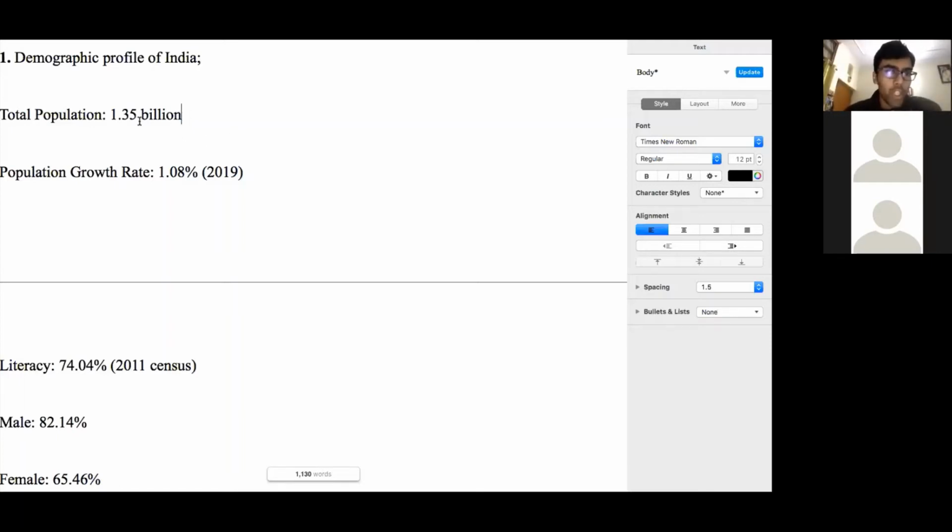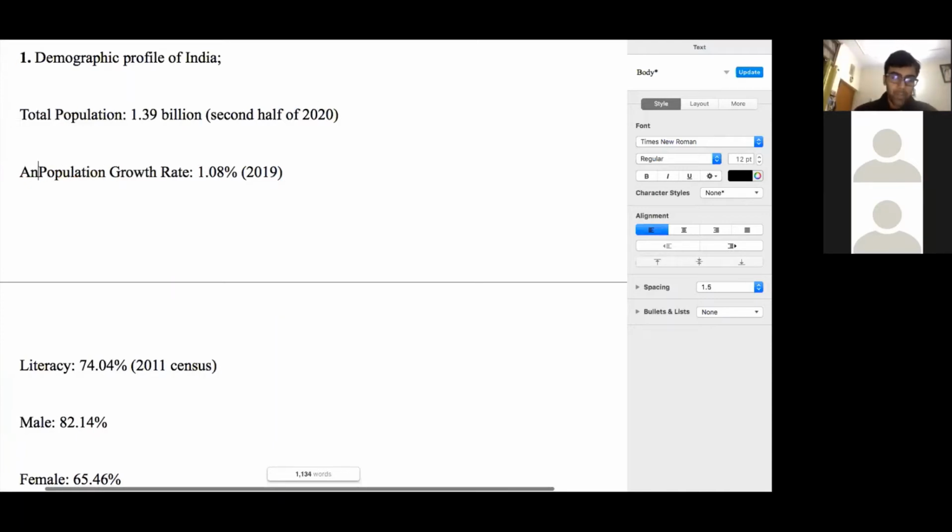India's total population is 1.35 billion. Actually, according to the latest estimates, it's close to 1.39 billion. This is somewhere in the second half of 2020. That's what the estimate is. Then population growth rate in 2019 was 1.08%. That is the annual average growth rate. So over the calendar year 2019, India's population grew by 1.08%.